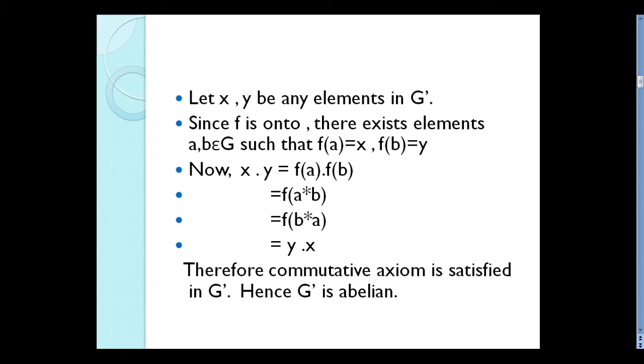So the same thing here also, we are finding x into y is equal to f of a into f of b. By the homomorphism definition we can write f of a star b. This can be written as f of b star a. This is nothing but y into x. So by taking x into y we got y into x. Therefore the commutative axiom is satisfied in G dash. Hence G dash is abelian.